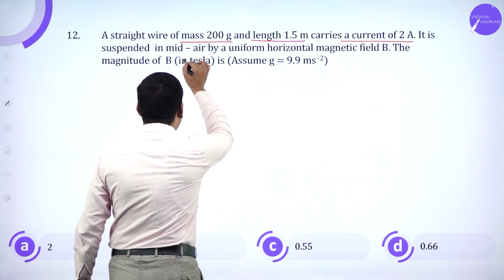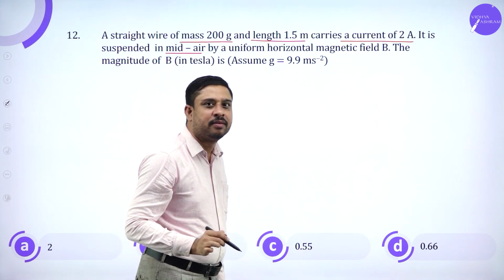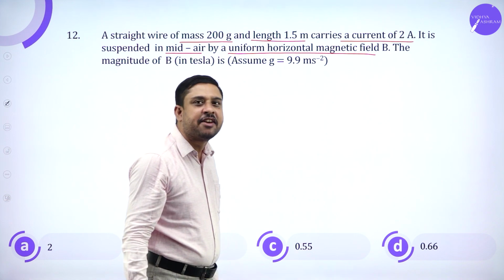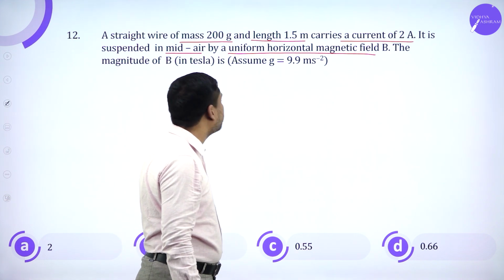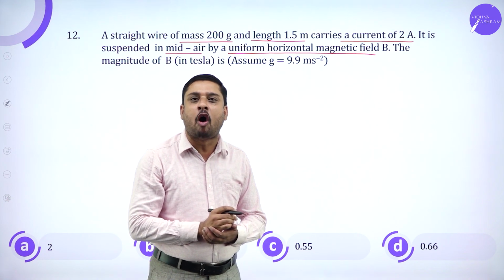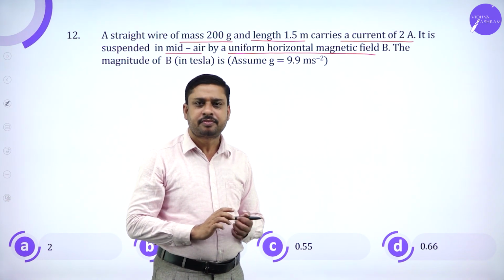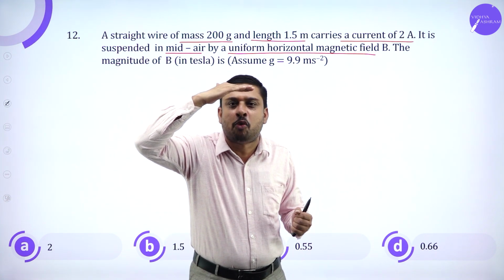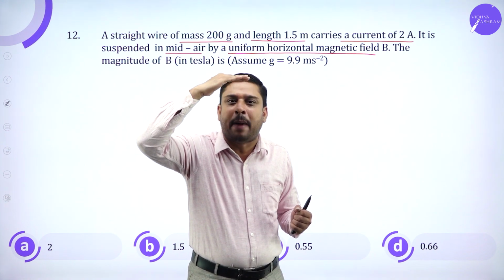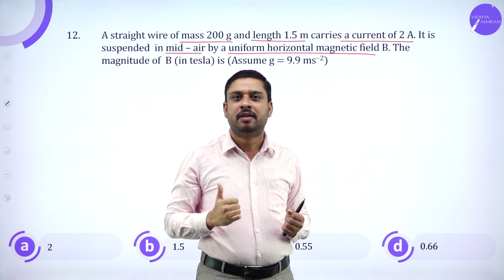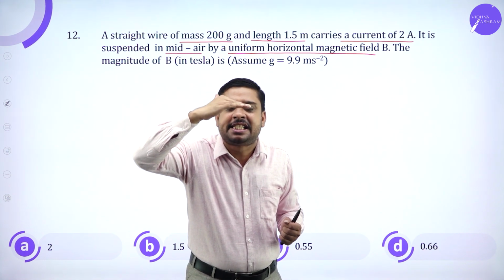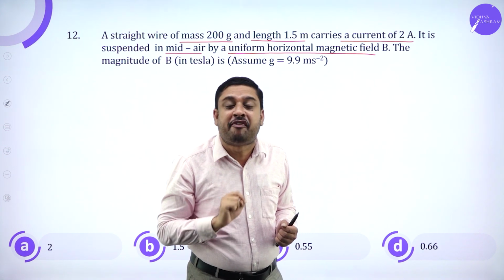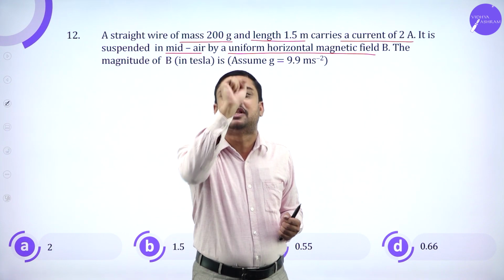It is suspended in mid-air by using a uniform magnetic field. Then what will be the magnitude of the magnetic field? That means if the wire has to balance in the magnetic field, for the wire to be sustained in the magnetic field, the magnetic force should be equal to the weight of that wire.